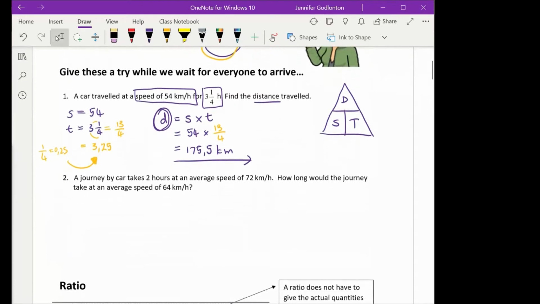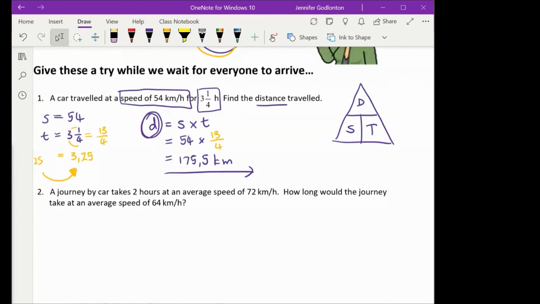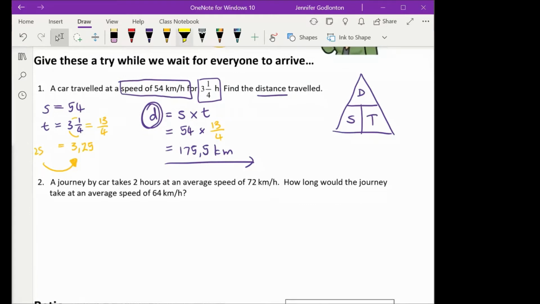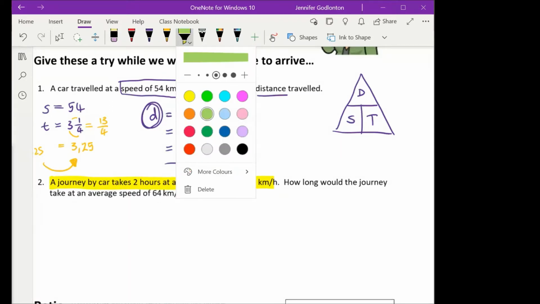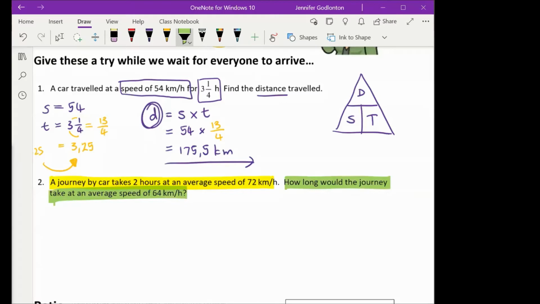Now, our second question, we have to do a little bit of work because we can't get our answer straight away. We've got two different parts to this question. We have this part over here, which is the beginning, and then it transitions into this part over here. So there's two different things we would have to answer. The first part of the question is we have been given time and we have been given speed. And so we need to know what is our distance that this person has traveled. That is the first part of this question.